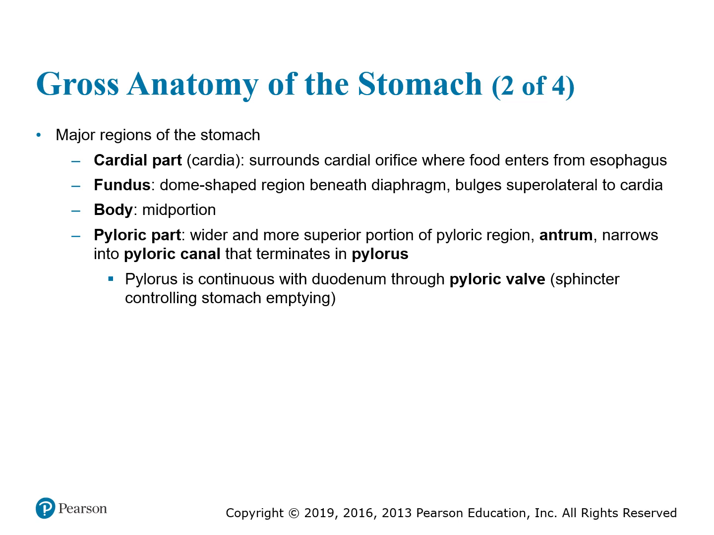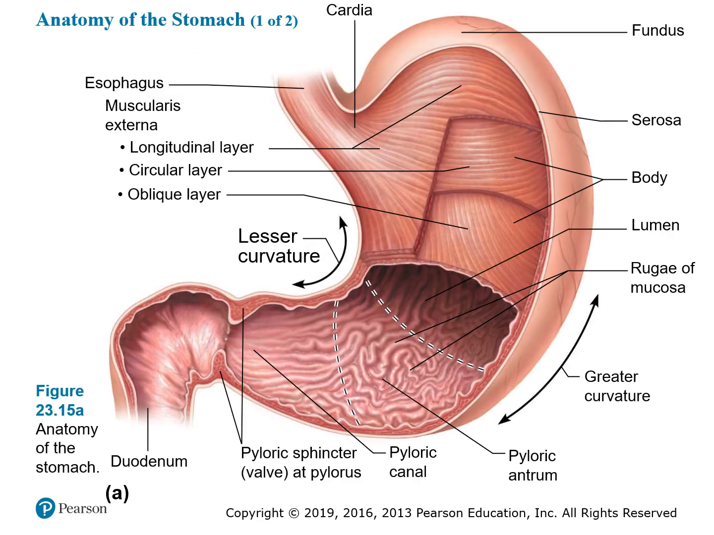Then there is the body. After the body, there is a funnel-shaped pyloric part, and that pyloric part has a pyloric antrum, a pyloric canal, and a pylorus. In the pylorus, we have a pyloric valve, which is also known as the pyloric sphincter. This sphincter controls the stomach emptying into the duodenum. Now let's see these parts.